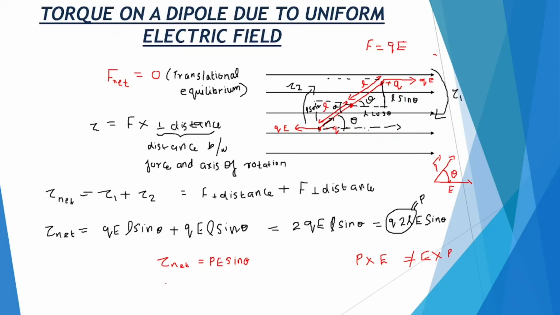So our correct answer will be torque net is equal to P cross E. Our dipole moment is a vector, our electric field is a vector, and our torque is also a vector. It also has a direction, and the direction will be clockwise. So let's first put this in a box. Now let's look at when this torque will be maximum and when this torque will be minimum.